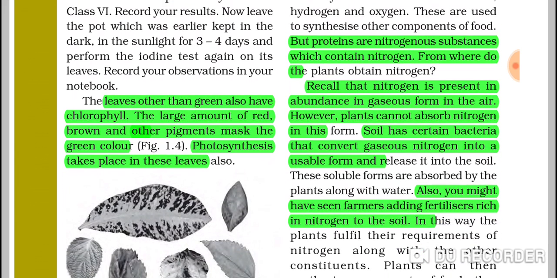Now, leaves other than green also have chlorophyll. Sometimes we see some trees whose leaves are yellowish or red in color. In these leaves also chlorophyll is present. But what happens is that the other pigments, like the pigment for the red or yellow color, are more than the pigment of green color, that is chlorophyll. So we see leaves in red color, but in the greener part of that leaf, photosynthesis takes place.